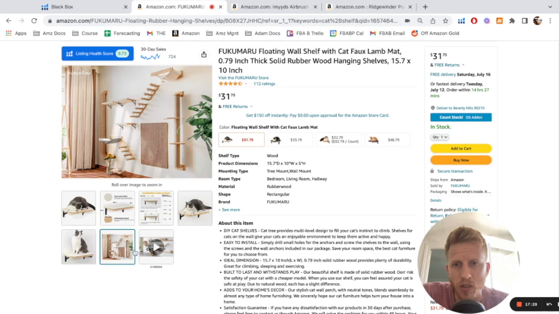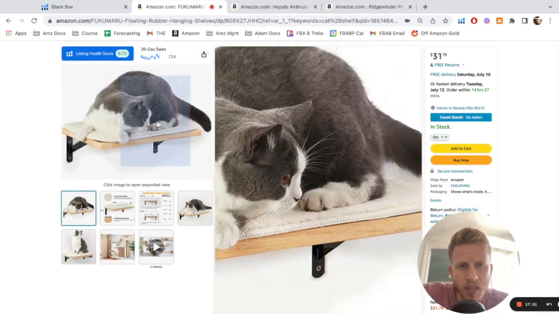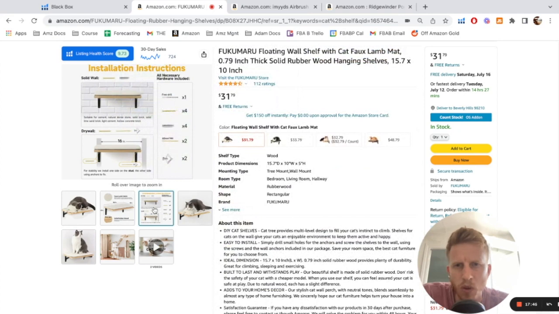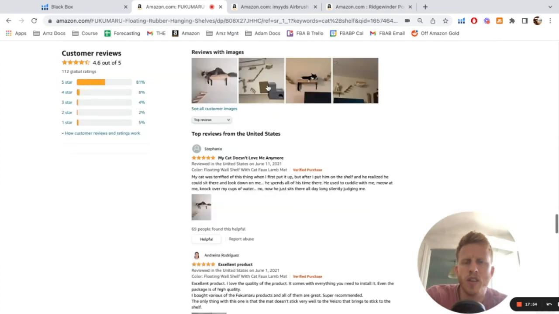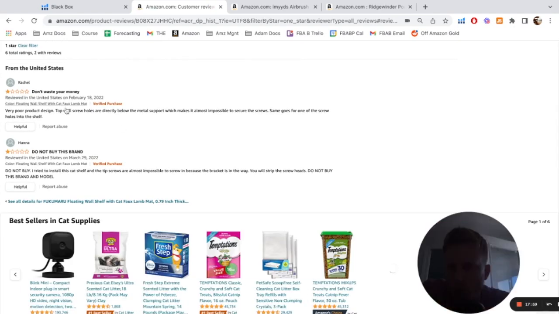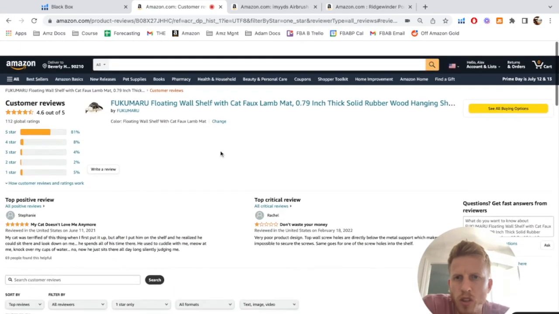I like it because it's very clean. I think this is a real photo. Okay, solid rubber wood. The copy is always really bad on these listings, like installation instructions, pointless. All right, let's just see if there are any negatives. 4.6. There's not a ton of stuff. Don't waste your money doing it by. All right, so there's not really any immediate things that we can look at fixing.